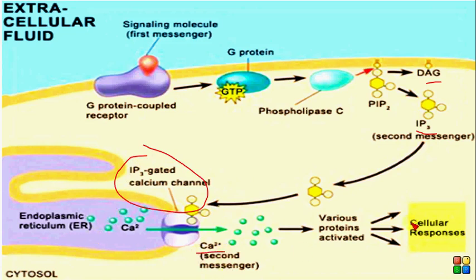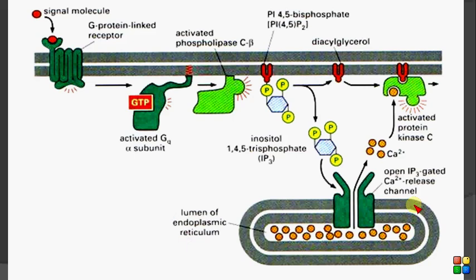So this calcium actually produces several responses and also activates protein kinase C, which causes phosphorylation of different cellular enzymes and proteins and activates them. You can comprehend all this in this diagram also.